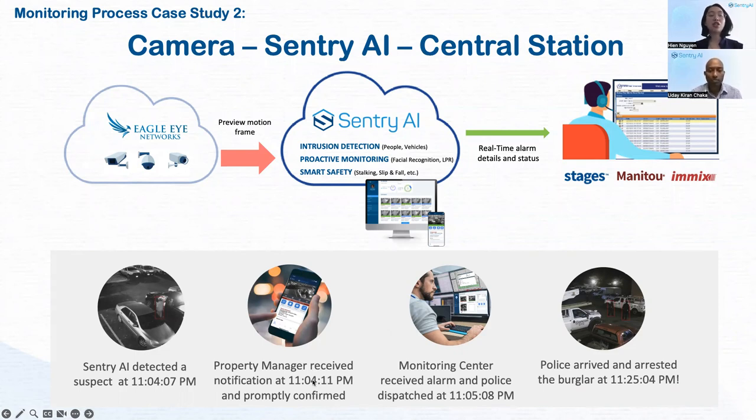The property manager right away confirmed the event, and the monitoring center received the alarm and dispatched police after 1 minute. 20 minutes later, police came and arrested the guys. So this example shows you how a good system combined with a good process can create a lot of impact on your security goal to monitor the outdoor property.